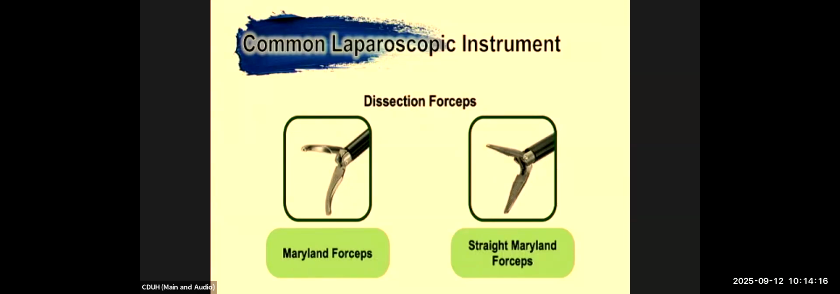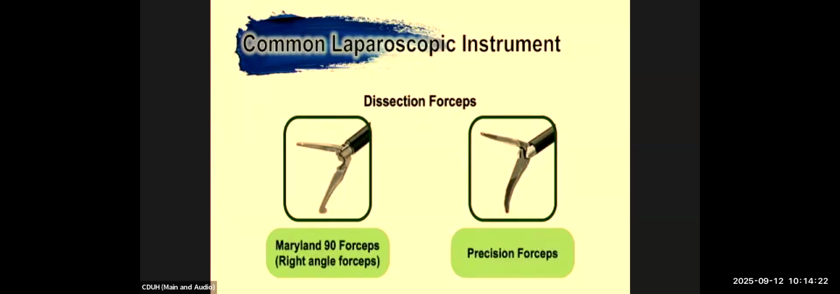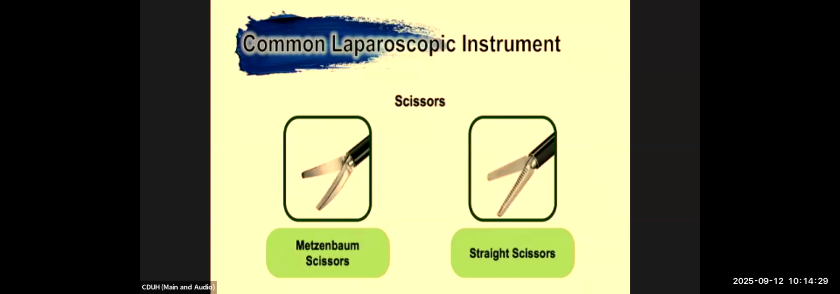These are all the dissection forceps, which the first one is Maryland forceps. Second one, the straight Maryland forceps. Next one is a 90-degree forceps. Usually we use it during our lap chole. And last one is a precision forceps.